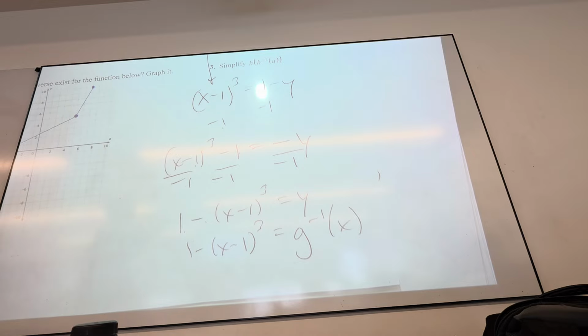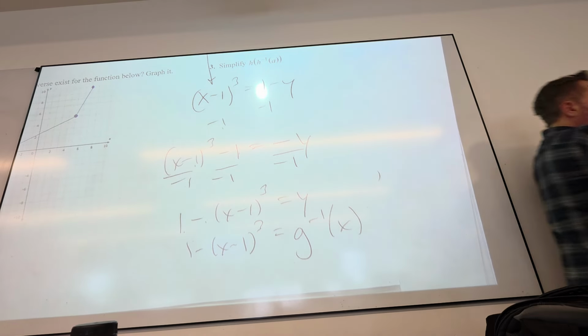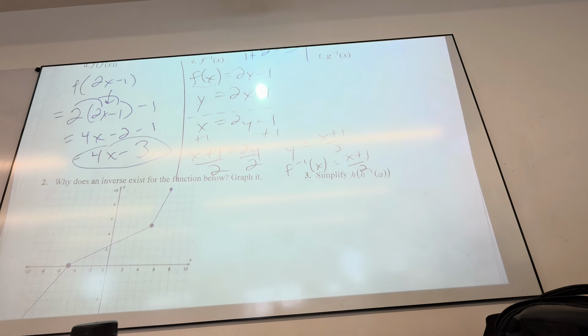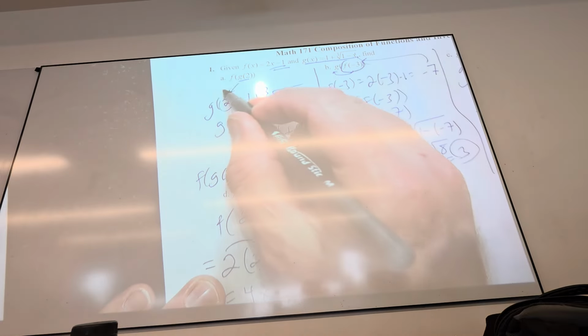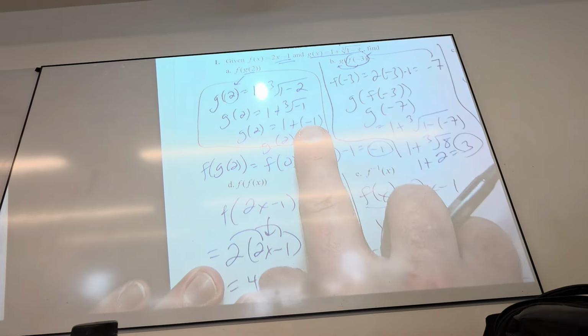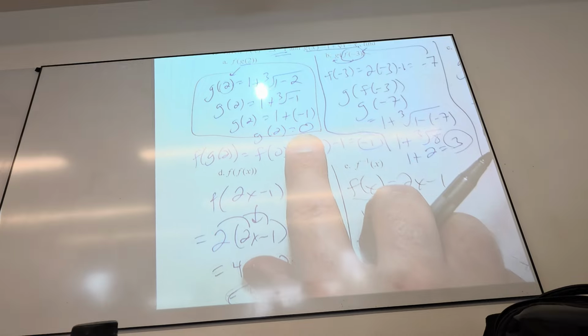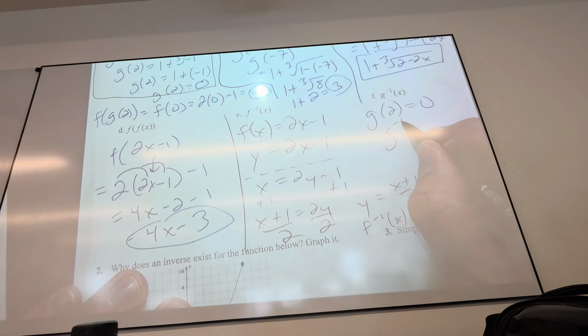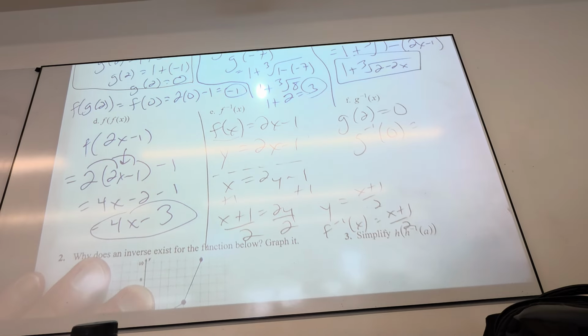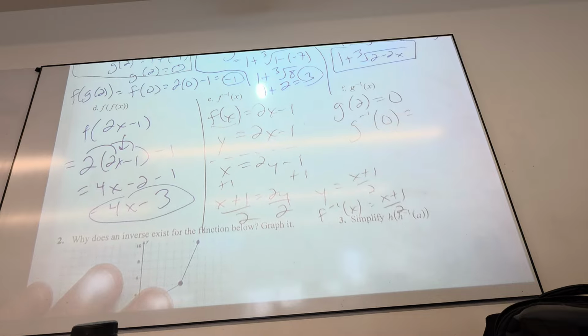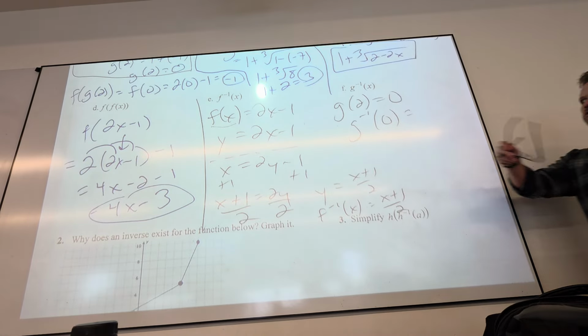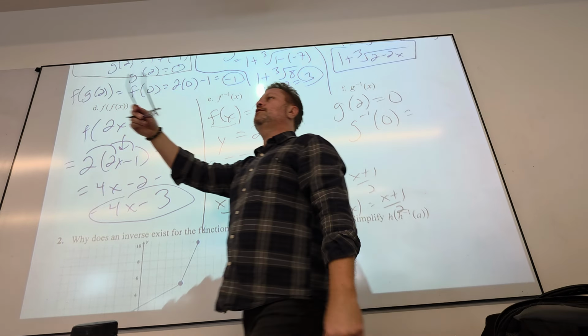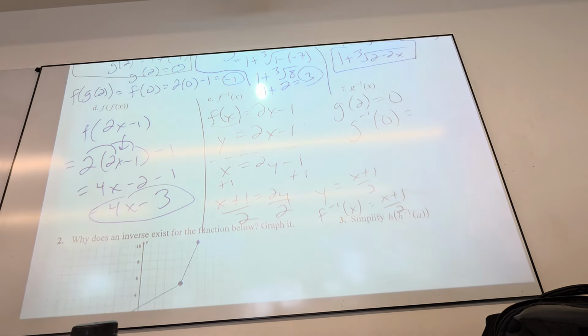Let me do this on a smaller scale. Do you remember g of 2 was 0 up here? g of 2 is 0. Can somebody tell me, if g of 2 is 0, what does g inverse of 0 have to be? If g of 2 is 0, what's g inverse of 0? 2.